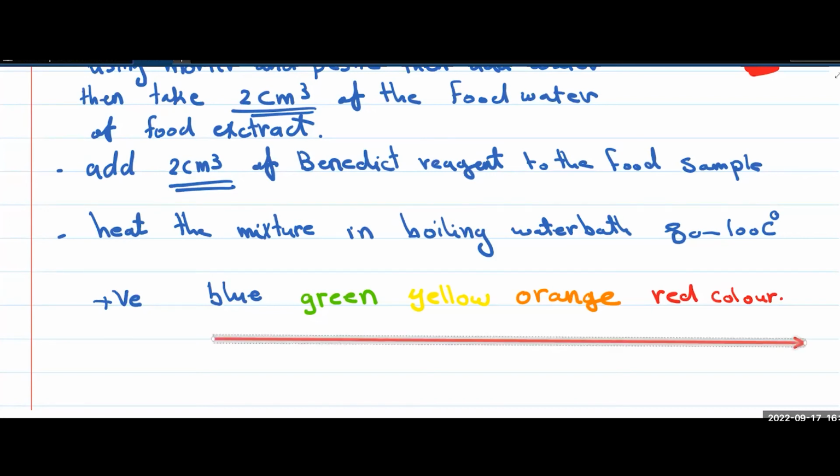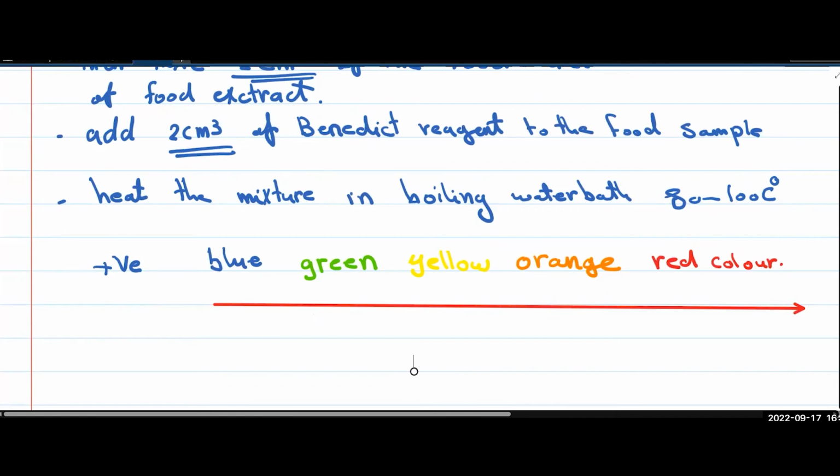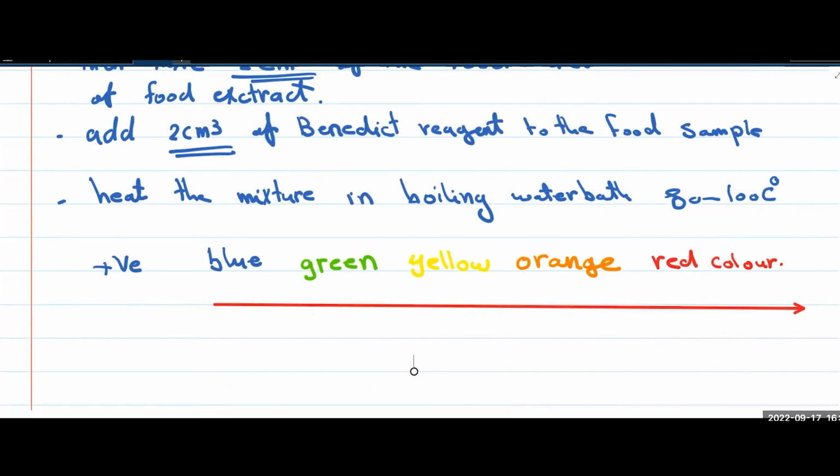Could the change stop at a particular color? Yes, it will stop at a particular color depending on the concentration of glucose. The color change could also indicate the concentration of glucose. From here to here, there is no sugar, as we said. Here is high concentration of glucose.